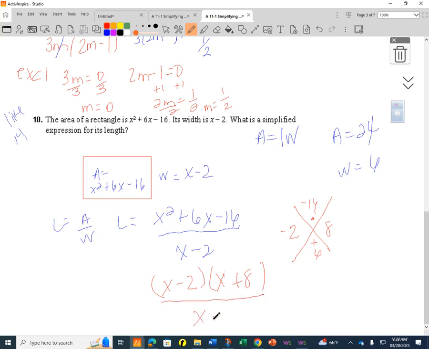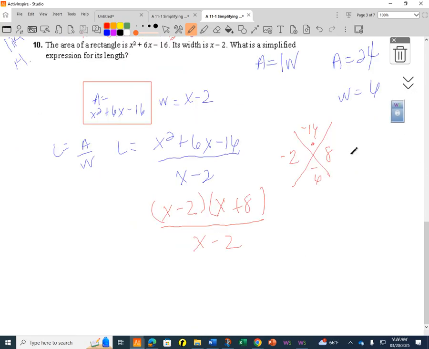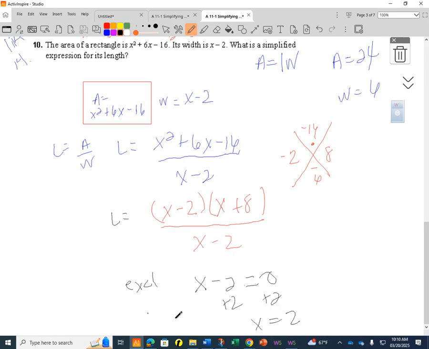Nothing to factor in our denominator. The only thing we can take out of that binomial would be a common factor in both terms, and there's not one except for 1. Before I cancel, let's say what the length is, because we're still finding the length. We're going to find the excluded value, so we're going to exclude based on the denominator factor. So my excluded value is 2.